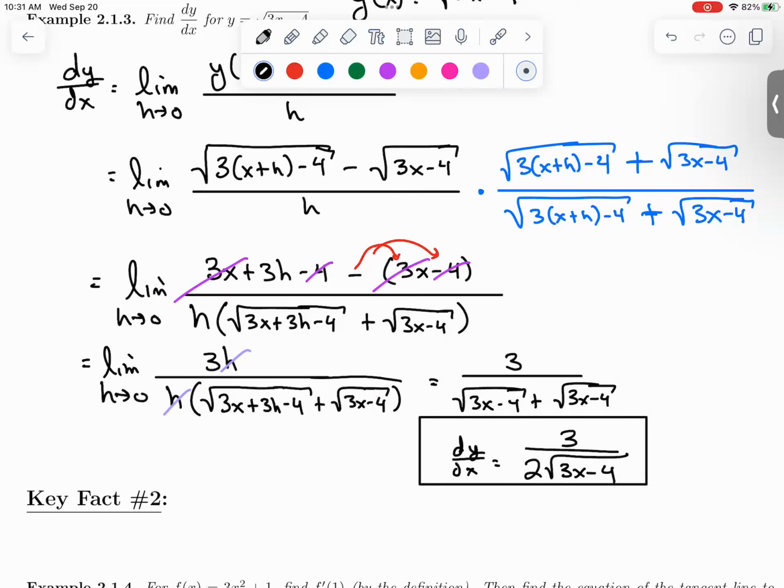Square root of 3x plus 3h minus 4 plus square root of 3x minus 4, square root of 3x minus 4. So how did I get from this step to this step? Notice that I've dropped the limit sign because I'm going to take the limit by plugging in h equals 0. So this becomes 3x plus 0 minus 4, or just 3x minus 4. And then this thing, there's no h's in it, so it stays there. And this h was gone because we canceled it, so that's why I've got the 3 up there.